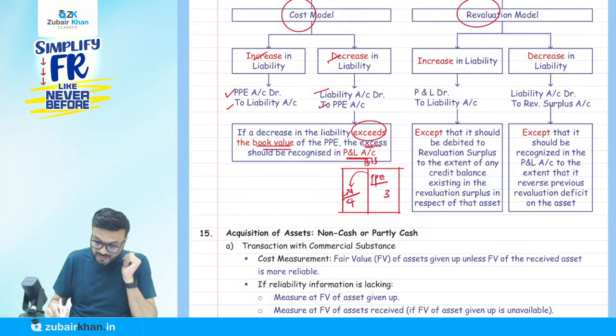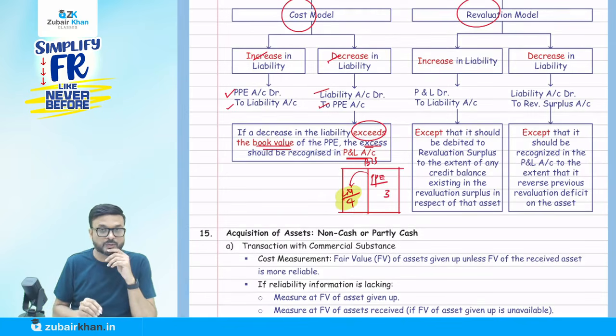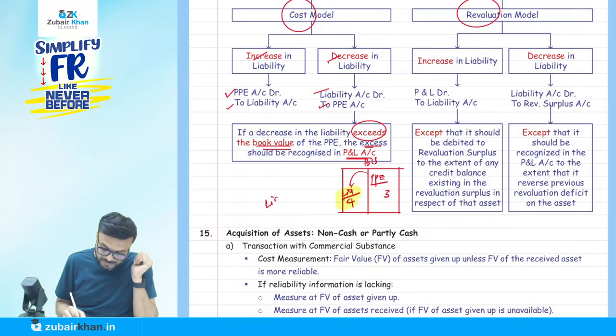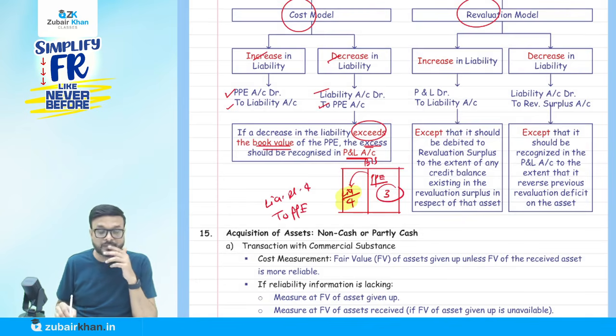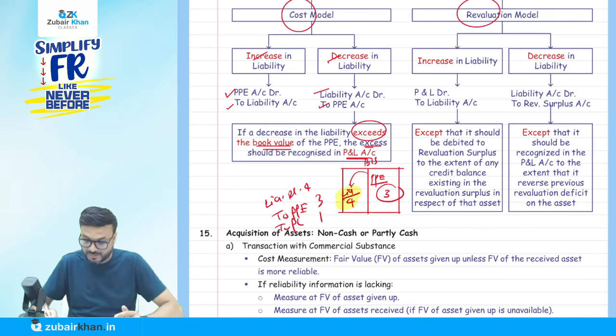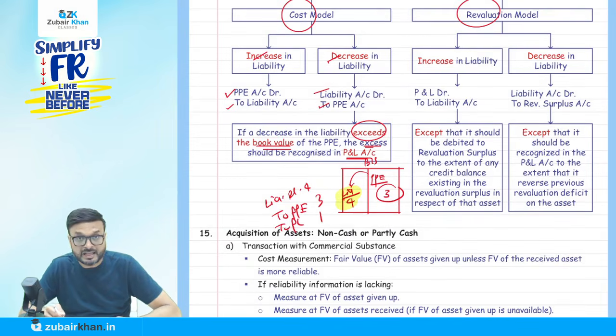Now they say this decrease in liability, suppose the government says there is no need to pay this amount. So what is going to happen? The liability will be cancelled, so the liability account will be debited by 4. But PPE, maximum how much can we credit? 3, because the balance is 3 only. So the remaining 1 will go to the profit and loss account. This is what they are saying. Now read carefully: the decrease in liability is 4, the book value is 3, so the excess should be recognized in the profit and loss account. Simple.